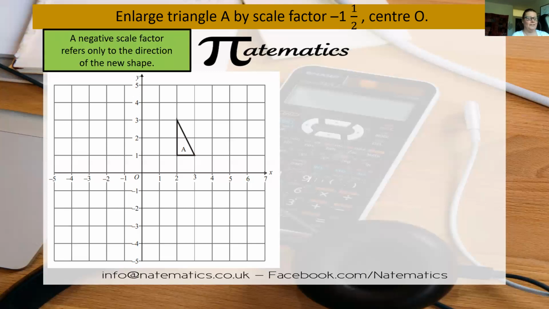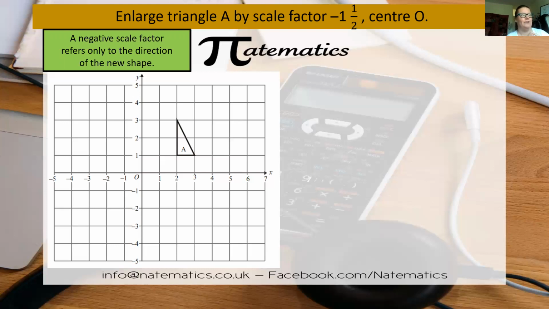Well, the quick thing with a negative scale factor is it's only referring to the direction of your new shape. So it doesn't mean that it's going to have a negative size or anything. It's just where the shape is going to be placed on the grid. That's all, okay? Everything else is the same. So your scale factor is 1.5. So everything is 1.5 times bigger.